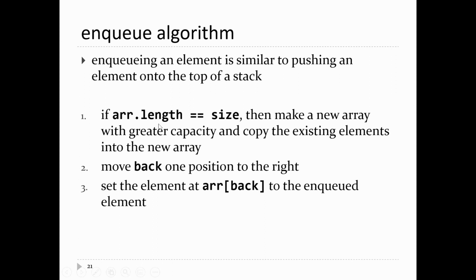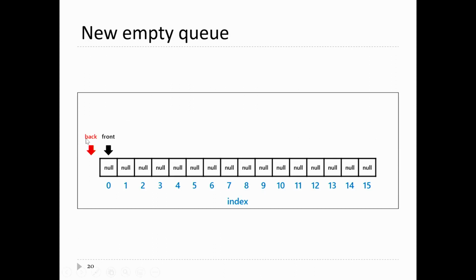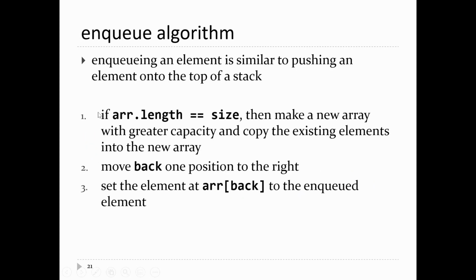If the length of the array is equal to the size of the queue, that means you're out of space. There's no more room in the array to hold the new elements, so you have to expand the size of the array, copy the elements over into the new array, and then adjust the array field. Once you do that, or if there is space in the array, we're going to move back one position to the right. So I'm going to move that to 0. And then I'm going to set the element at array[back] to the n-queued element.